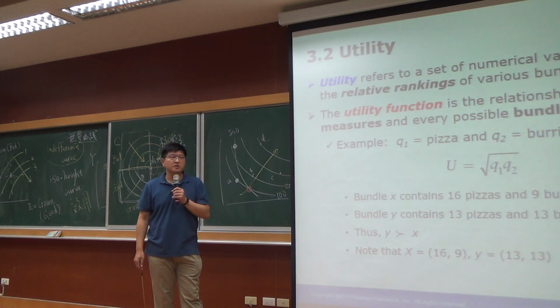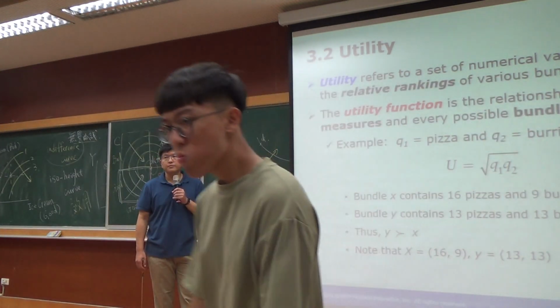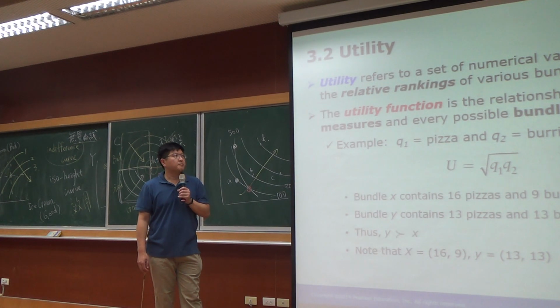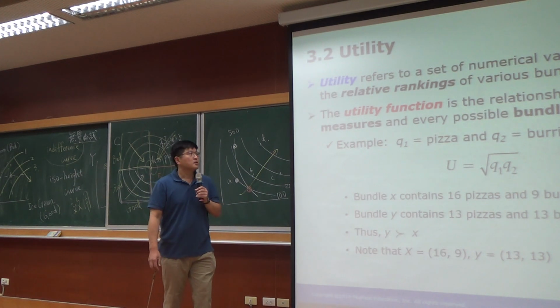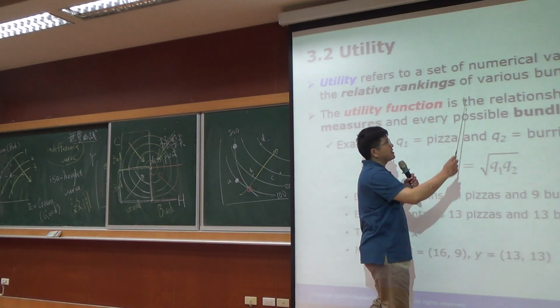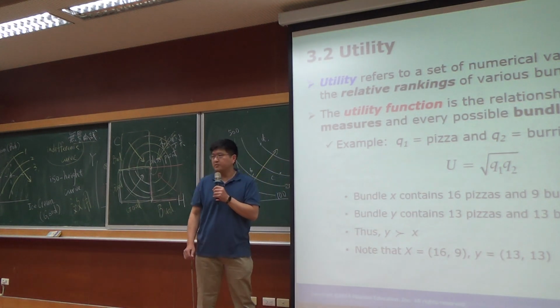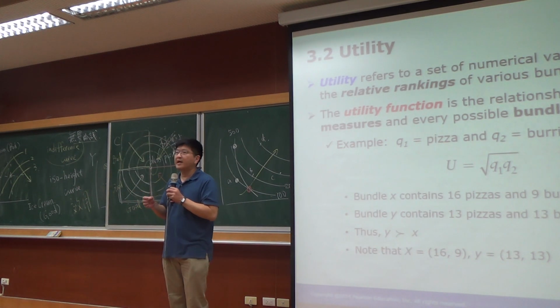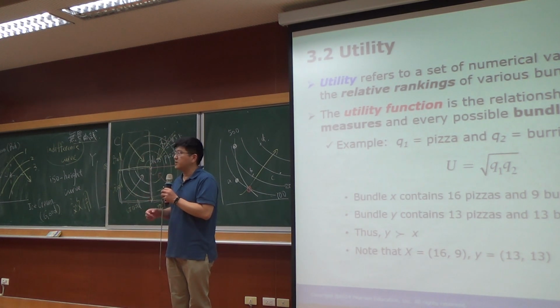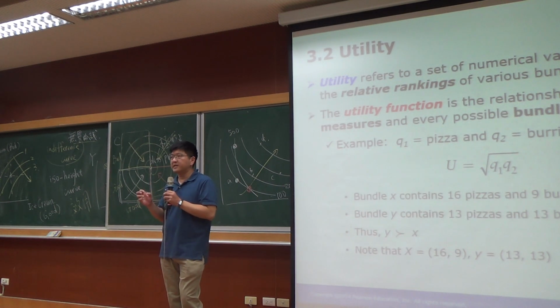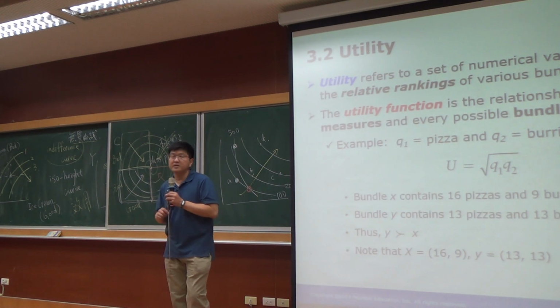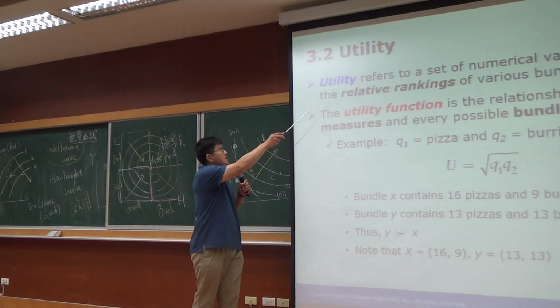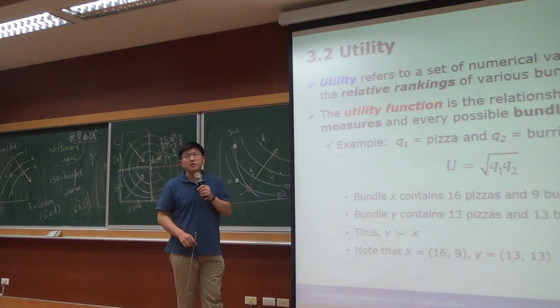There are numerical values that may reflect the relative rankings of various bundles of goods. So from evaluating these bundles of goods with preferences, now we want to use another concept, we call it utility, to capture the insights, the nature of our preferences. So we just introduce utility, which is more convenient for us.